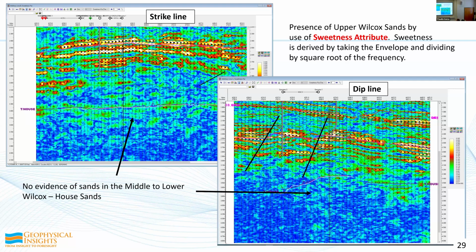And so my partner in this said, well, he wanted to go drill an 18,000-foot well to the house sand. And when I looked at the sweetness and saw nothing but blue in the lower portion of that, I said, there's no sand down there. Let's save our money and only drill a 13,000-foot well and hit these Hennett sands.